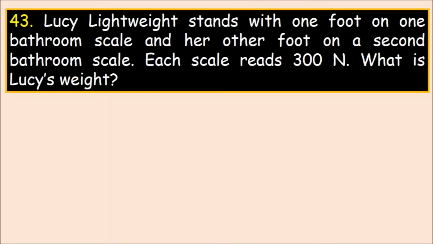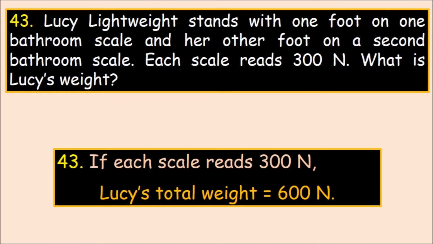Lucy Lightweight stands with one foot on one bathroom scale and her other foot on a second bathroom scale. Each scale reads 300 newtons. What is Lucy's weight? Well, it would be 300 in each leg, for a total of 600 newtons. Again, symmetry is understood there.